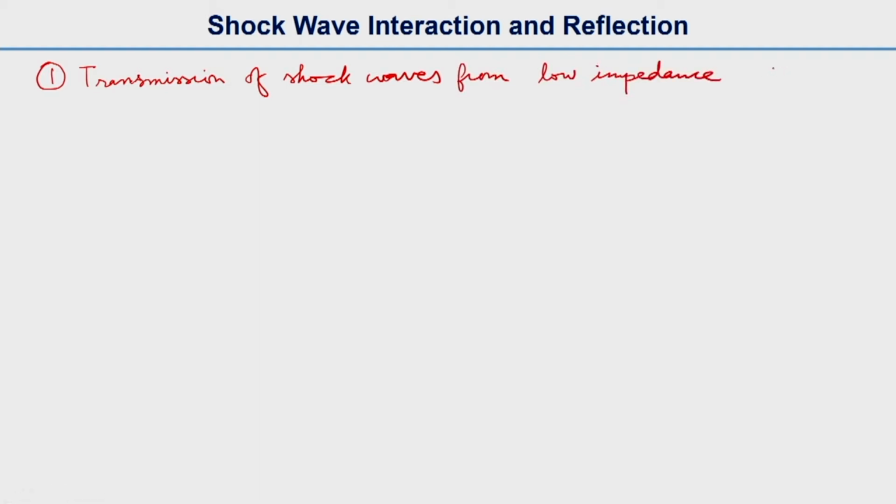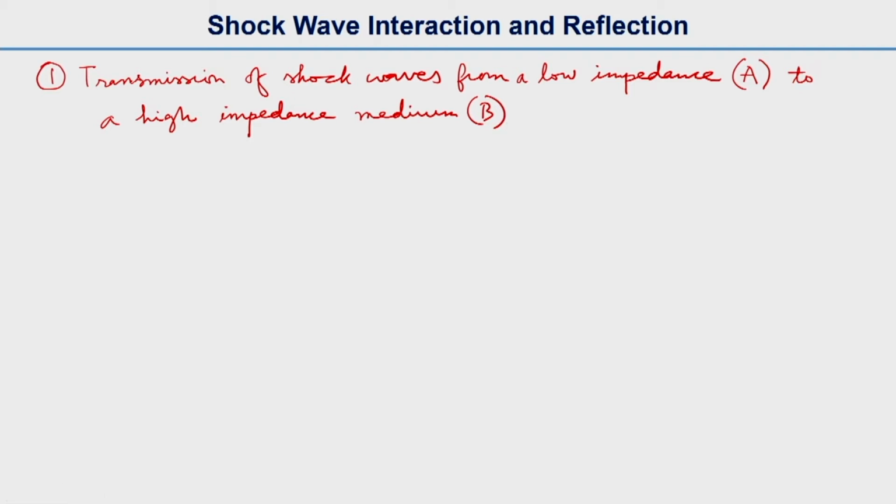Case number one is transmission of shock waves from a low impedance medium to a high impedance medium. Let's say we name the low impedance medium A, and the other is a high impedance medium, or you can call it a high impedance material.